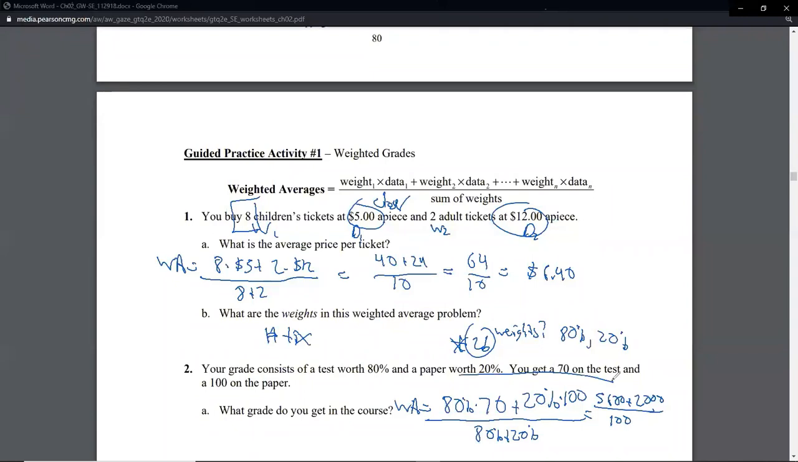I'm going to have to go over here. Sorry, I don't know why I didn't put the weighted average over there. So the weighted average, 56 and 2000 is going to be 7600 divided by 100. That's really easy to do without a calculator. Just cancel the zeros, and you get a 76. Does that make sense?